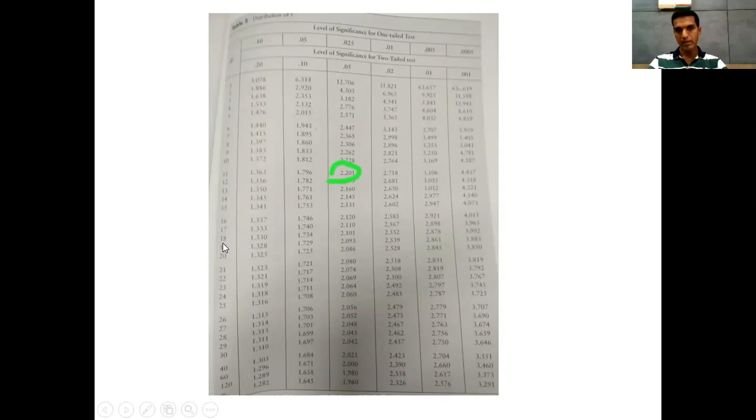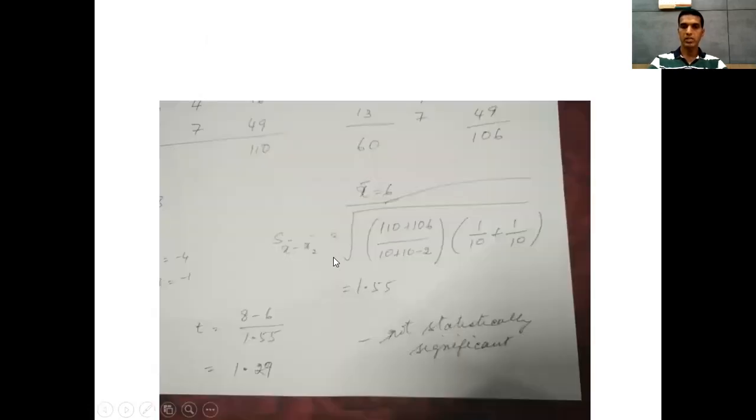So 18 is here, and we normally check it for 0.05. So if you come here, it is 2.101. If the value that you have got is more than this value, then it is statistically significant. If it is less than this value, then it is not statistically significant. So it should be 2.101 or more than this, then it is statistically significant at the 0.05 level. But our value, as you can see here, is 1.29, which is less than the table data. And that's why it is not statistically significant.